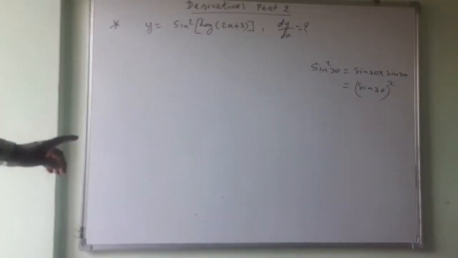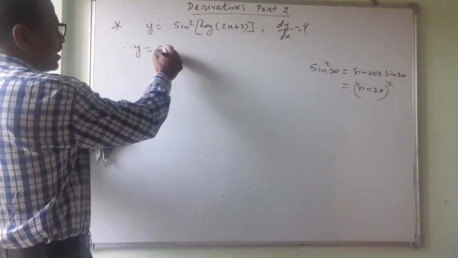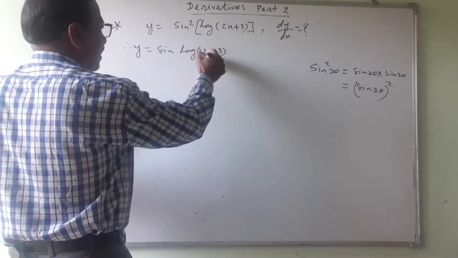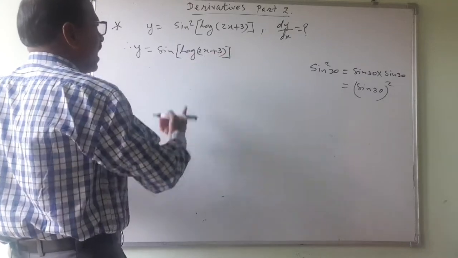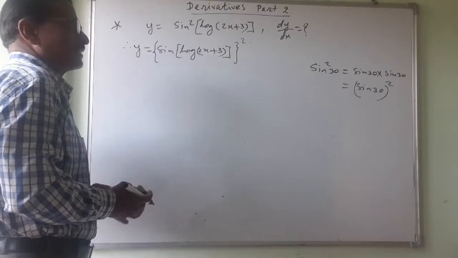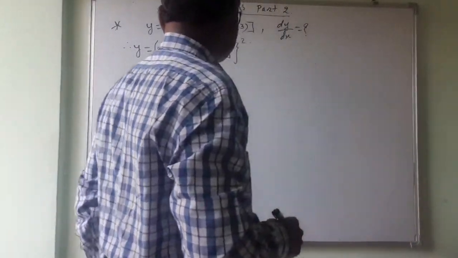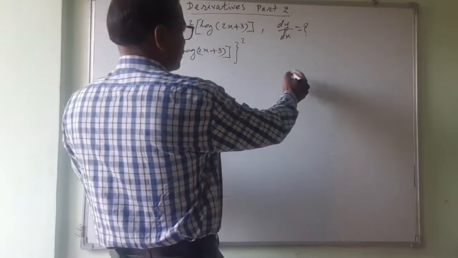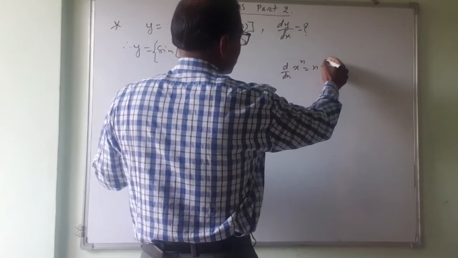So this also I will write as, therefore y is equal to sine of log 2x plus 3. This is the angle and its square, whole square. This way it is. Why have I done this? First of all, I will utilize this power function: x raised to n, its derivative is equal to n into x raised to n minus 1.